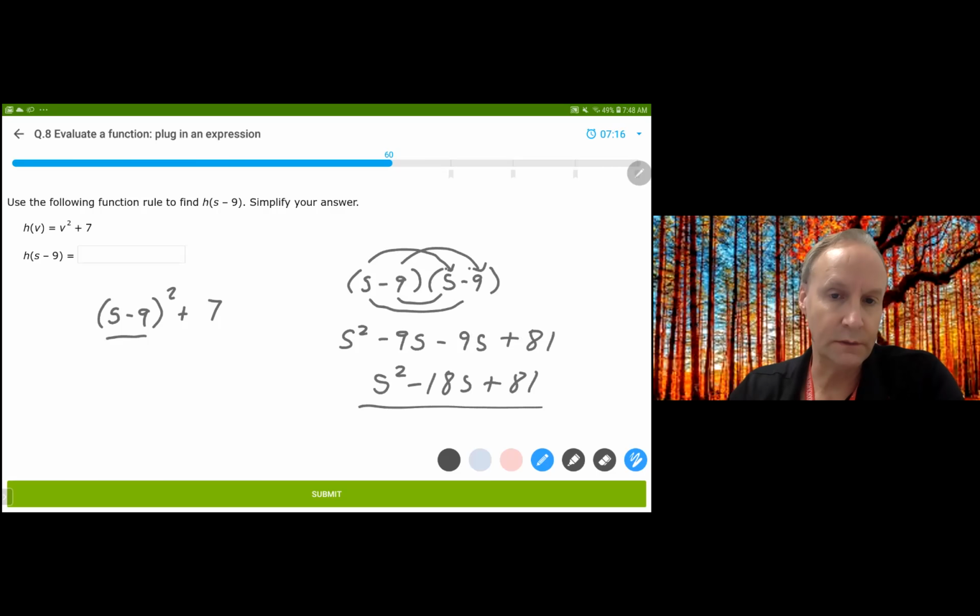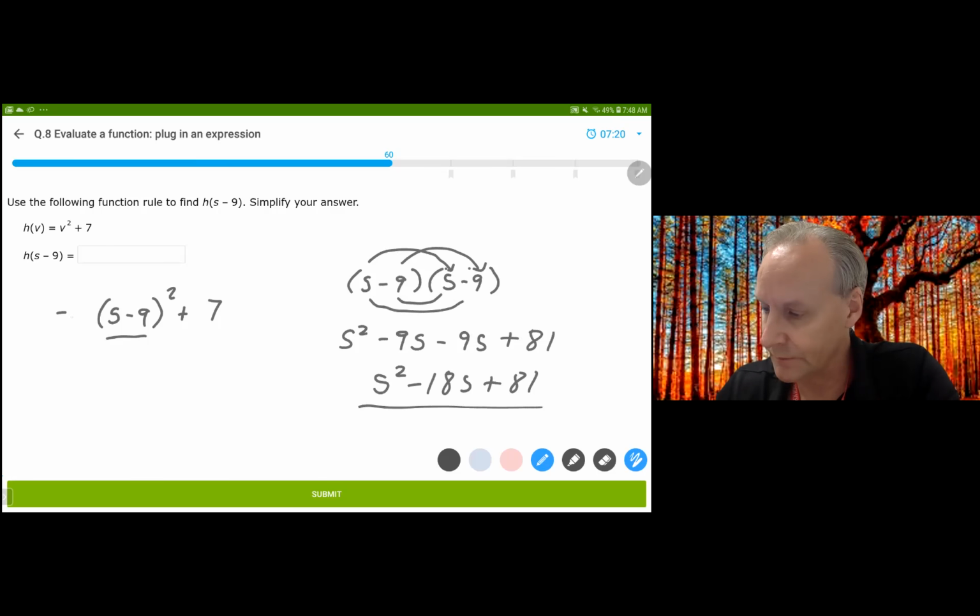So hopefully you've done polynomials before. If you haven't, there it is. And we're going to have to add the 7 to the 81. So it's going to be s squared minus the 18s.